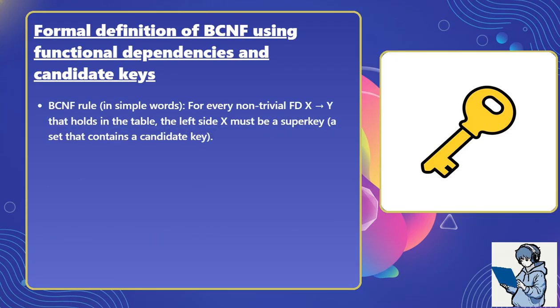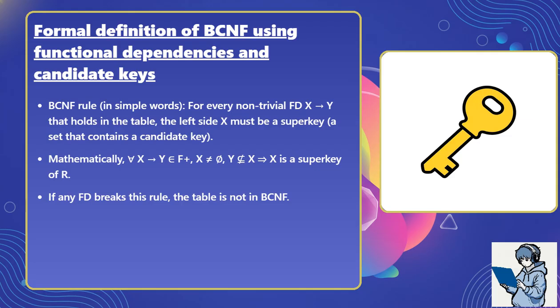BCNF rule in simple words. For every non-trivial FD, X arrows Y that holds in the table, the left side X must be a superkey, a set that contains a candidate key. For all X arrows Y in F+, X not equal to empty set, Y not subset of X implies X is a superkey of R. If any FD breaks this rule, the table is not in BCNF.